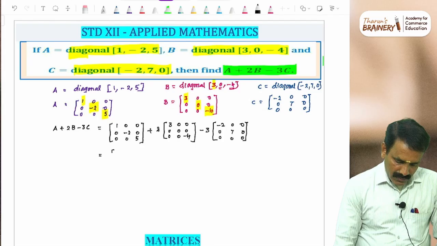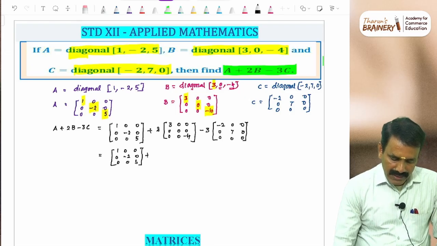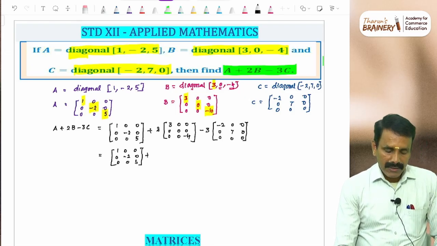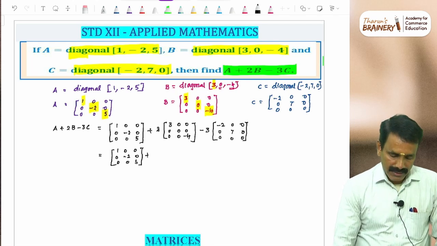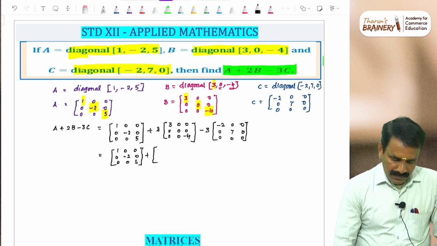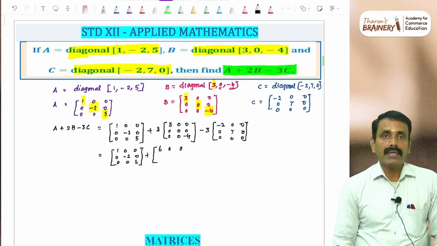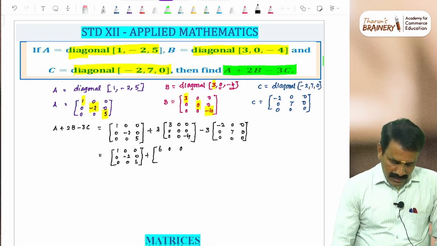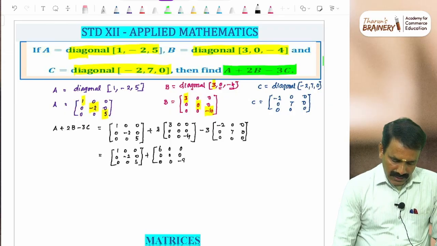So, this is equal to, we simplify, 1, 0, 0, 0, minus 2, 0, 0, 0, 5. Because we have a scalar 2 here, we must multiply that scalar into all the elements of the matrix. So, what will you get in that case? 2 threes are 6. The remaining elements are going to be 0, because any number multiplied with 0 will give you the answer 0. So, next 0, 0, 0. Next 0, 0, minus 8.